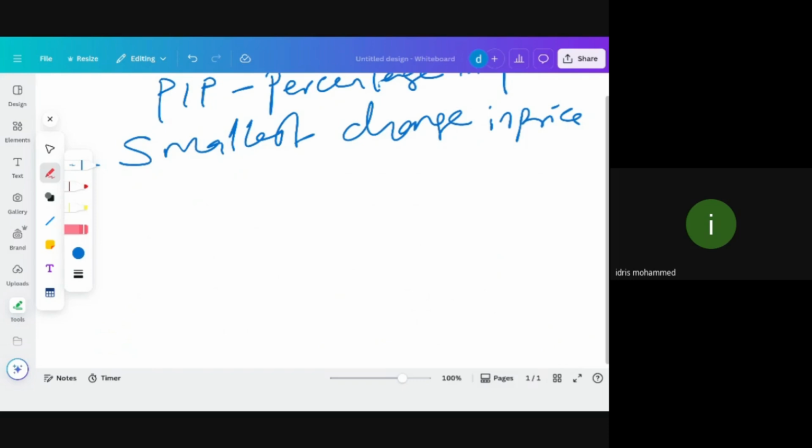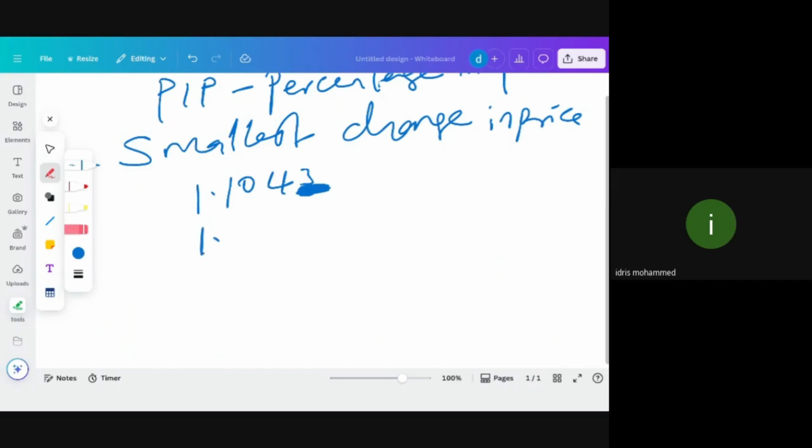Okay, say we have 1.1043. That last three, say it again. 1.1043. So that three is the PIP. Yes, this is the PIP. This is where you start counting your PIP from.